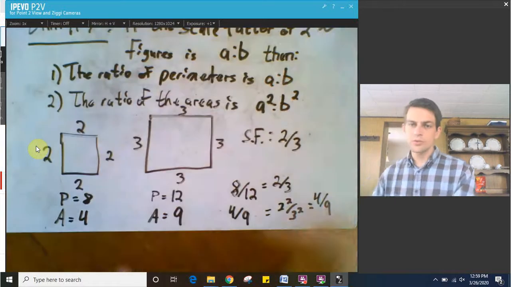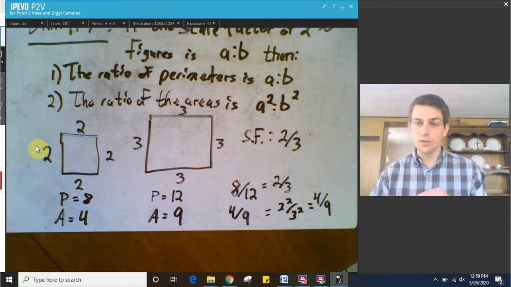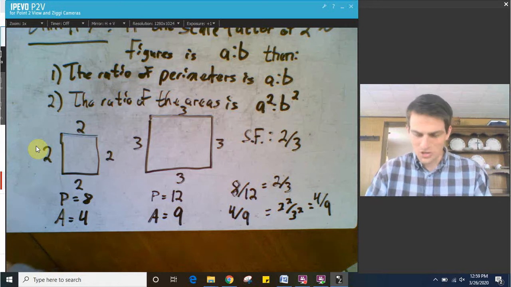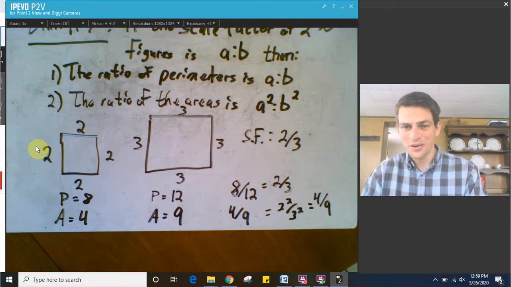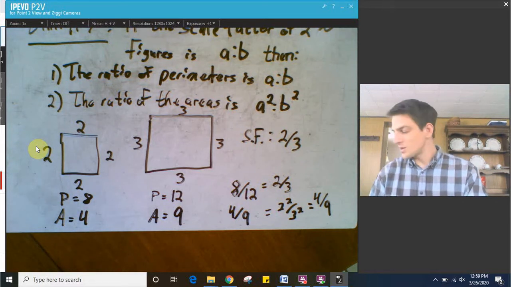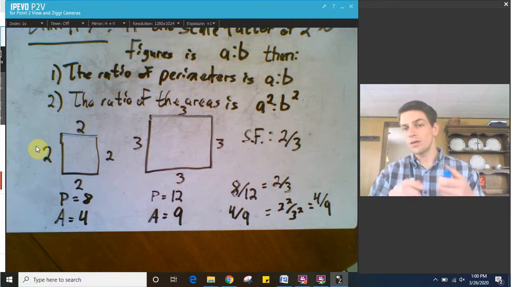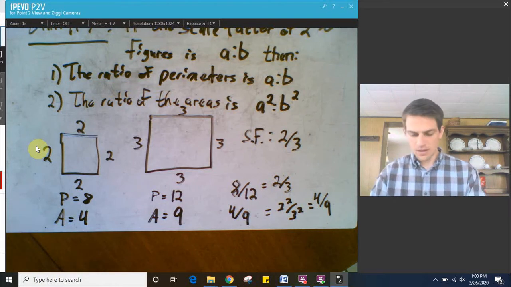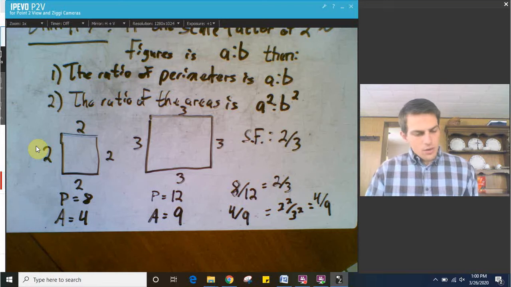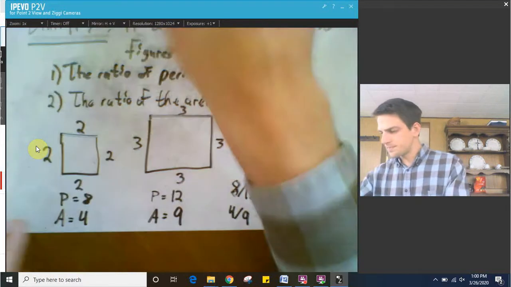Now, this will hold true for more complicated shapes as well. It'll hold true for octagons, or in your book there's even a shape of Texas that it would hold true for. As long as you know the scale factor, you can tell very accurately what the ratio of the perimeters is going to be and what the ratio of the areas is going to be. So let me go ahead and do another example or two here. I think that'd be helpful for us.